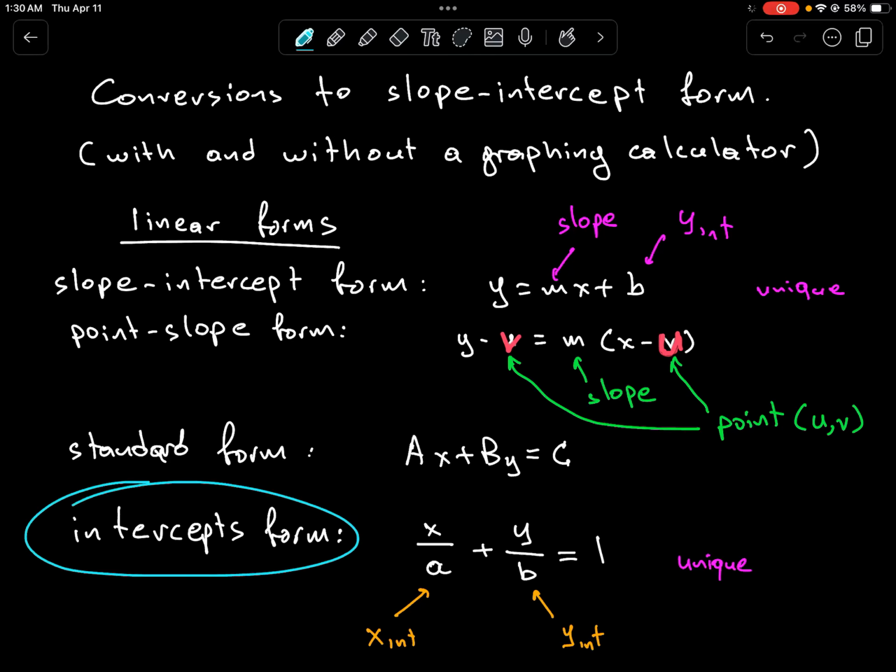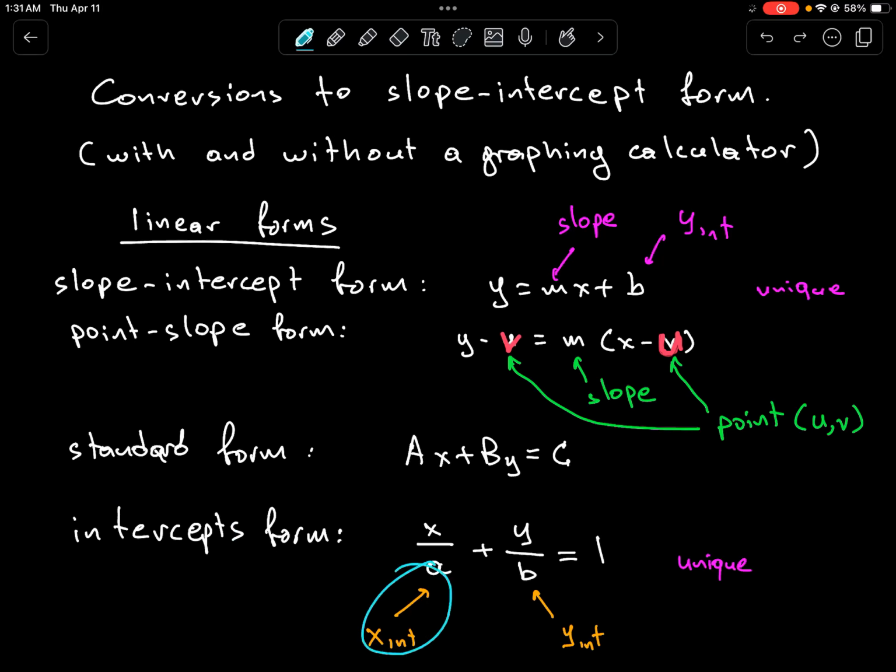Intercepts form. The intercept form looks like that: x over a plus y over b equals 1. What are those a, b? We've seen the lowercase b, that's the y-intercept, and the lowercase a, that's going to be the x-intercept. So you see there's a reason why this is called the intercept form, because you have both the x-intercept and the y-intercept appearing. This is unique because there is only one x-intercept and one y-intercept for each line, which is a good feature for that form.